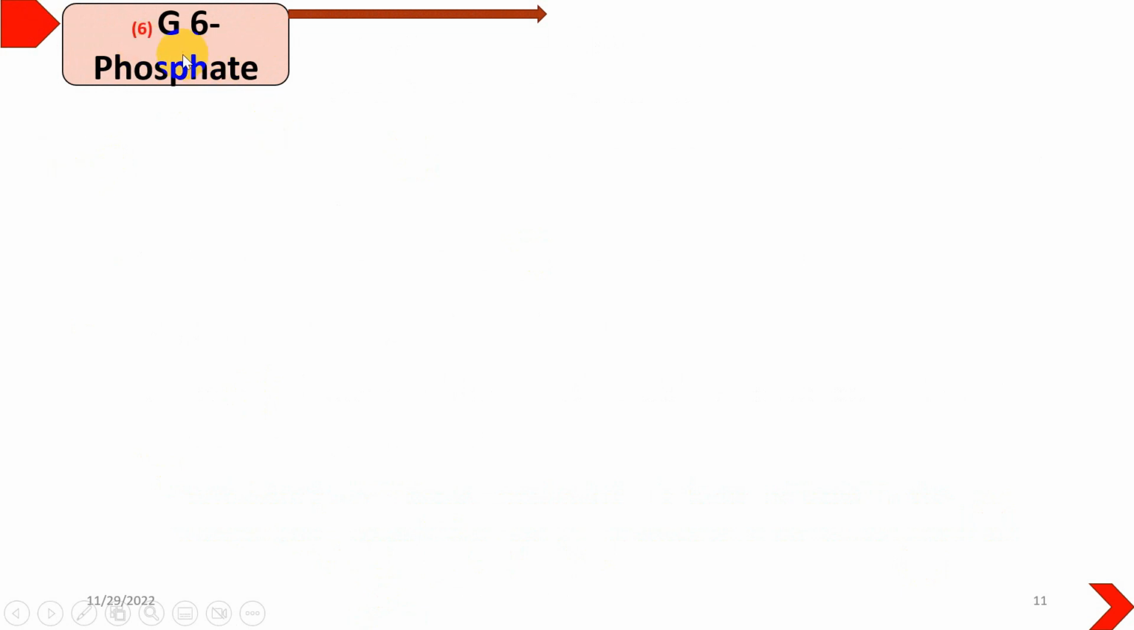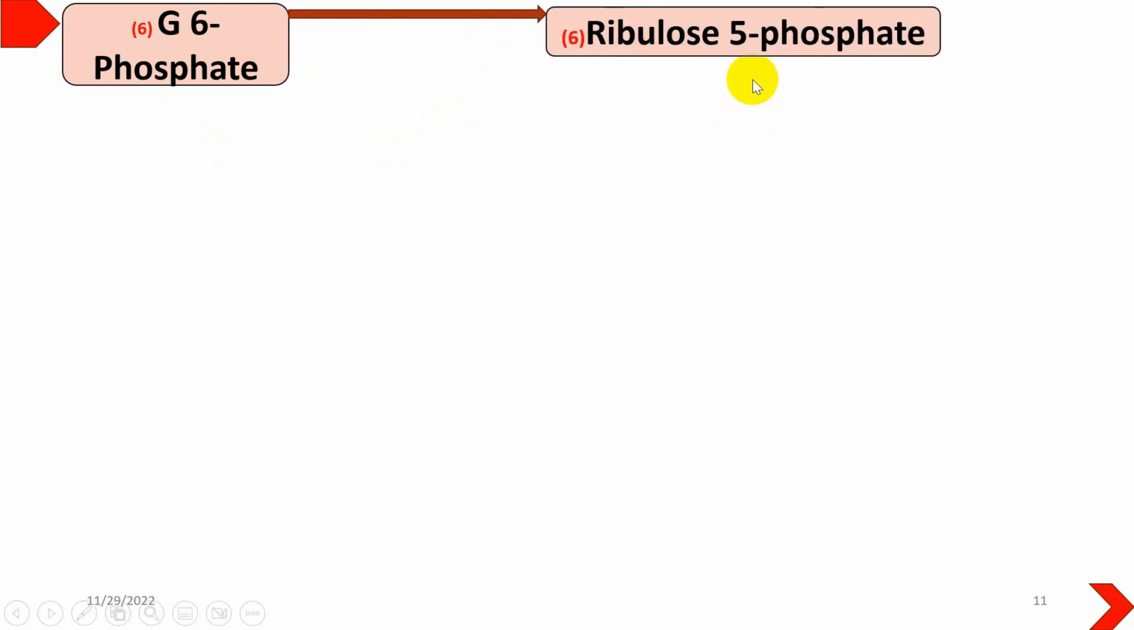This is the glucose 6-phosphate molecules, and here the 6th molecule of glucose 6-phosphate went into the oxidative phase of the pentose phosphate pathway. We will not go into detail as we have already studied the oxidative phase. So it gives you ribulose 5-phosphate, the 6th molecule of ribulose 5-phosphate.